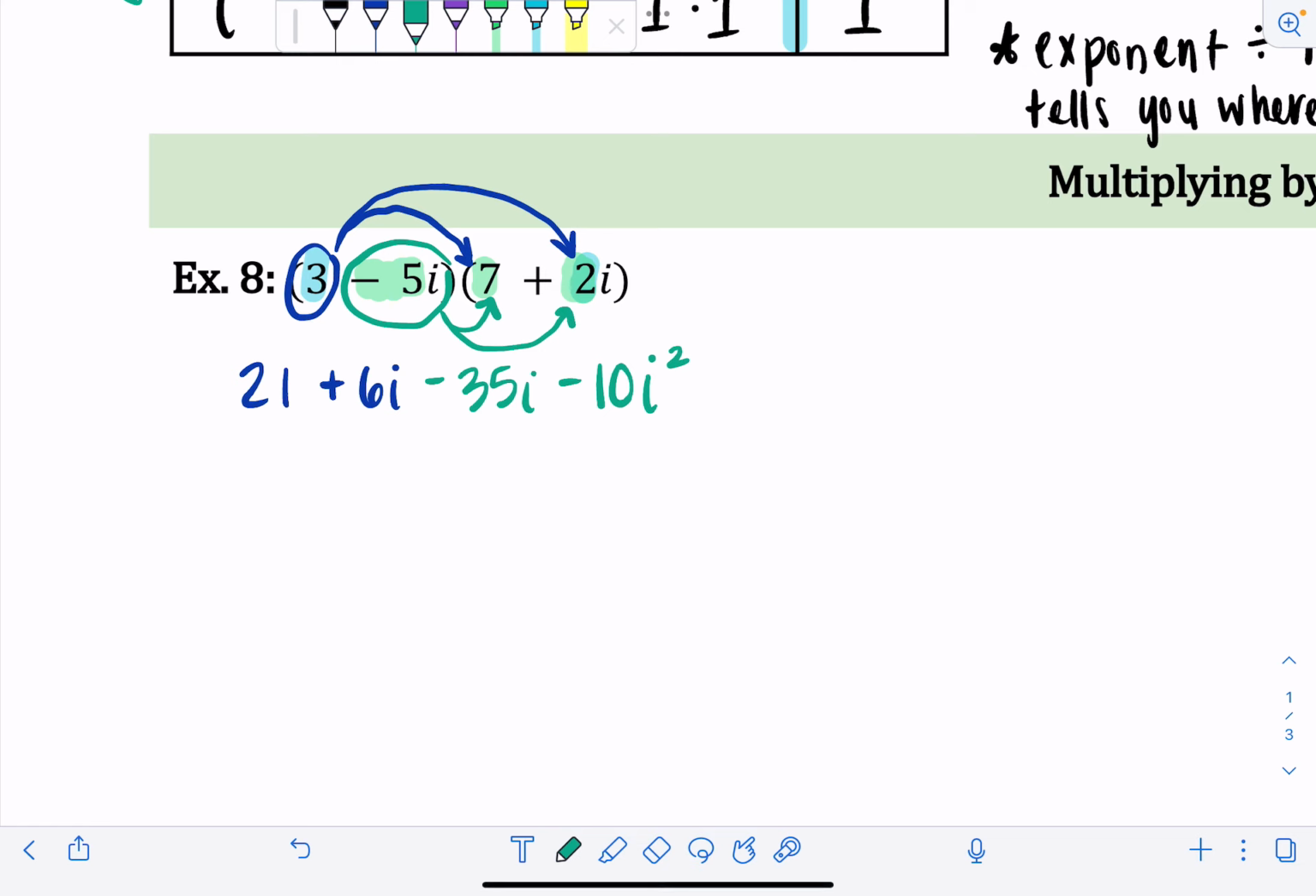And then I can combine like terms. I can only combine the i's to the first power because remember, if they don't have the same exponent over the variable, they're not like terms. So I can go ahead and combine those. I'll bring down the 21. And then 6i and negative 35i together would be negative 29i. I need to add the coefficients, and then minus 10i squared, but remember this i squared part is a problem because we can't have any exponents over the i's in our final answer.